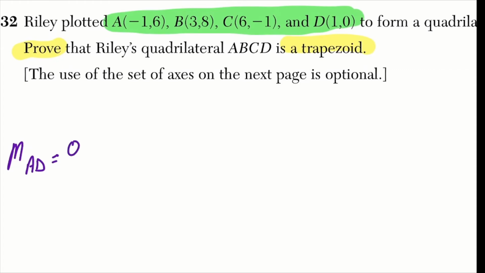0 minus -1 over. Oh, that's wrong. I mixed an x and a y coordinate. 0 minus 6. Just double checking, that looks better. Yep. Now it's 1 minus -1, which is equal to -6 over, this becomes addition, it's 2, which is -3.